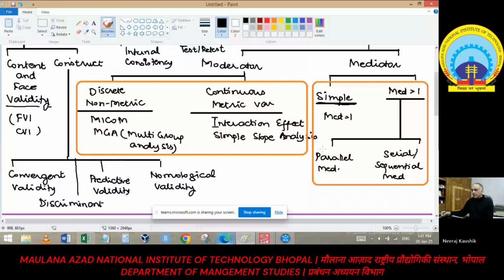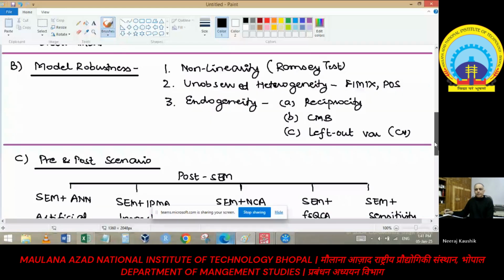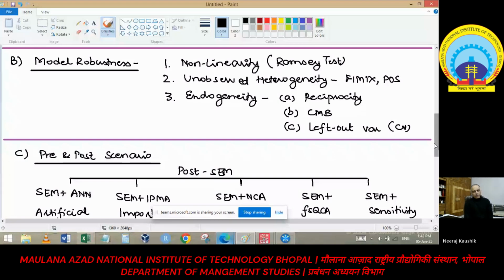What we will not discuss in this workshop is model robustness. If you search for model robustness, there is a paper by Professor Ringle and colleagues. In that paper, they talked about non-linearity and how to check it. Till date, non-linearity is checked using an R package. This is not available in any other software. It might be available in Python, but it's not available in SmartPLS or AMOS. So here we use the R package for non-linearity.